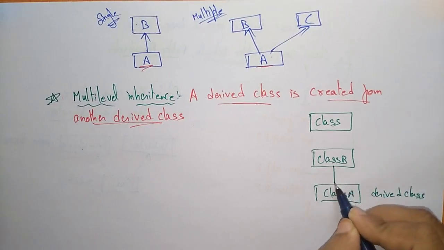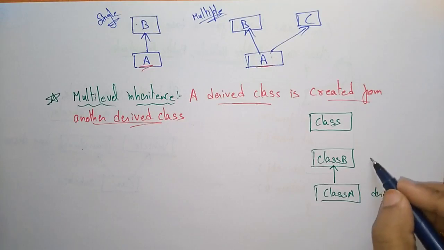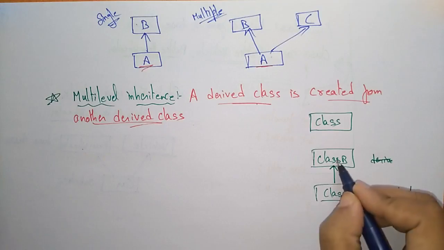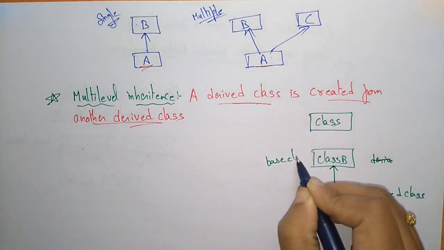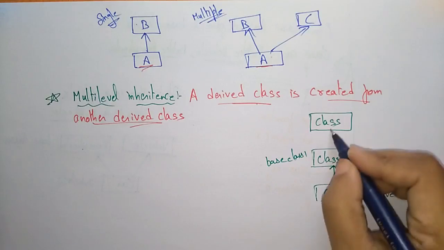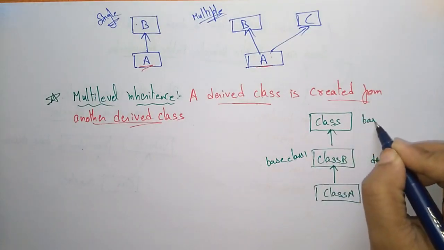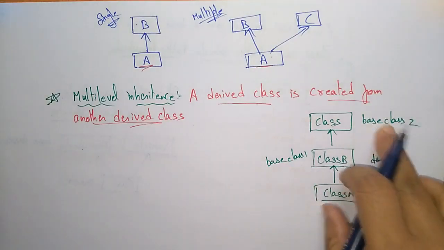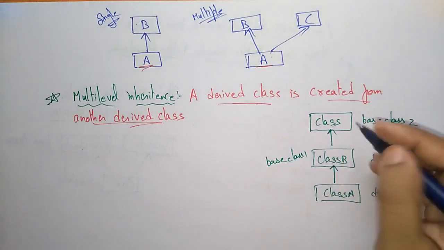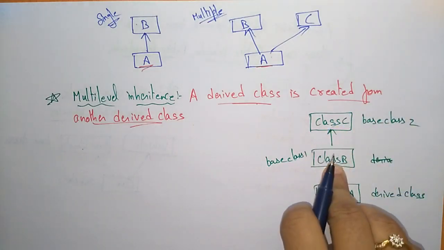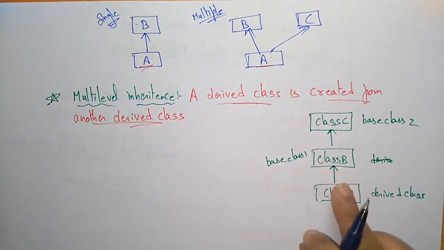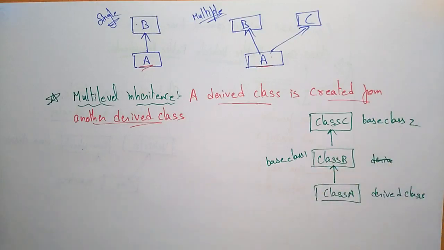This derived class inherits the properties of another derived class. For this derived class, this is the base class. So this is base class 1, and for the next derived class, this is base class 2. And for class C, this is the derived class. So what is multi-level? A derived class is created from another derived class. Let us see one example.